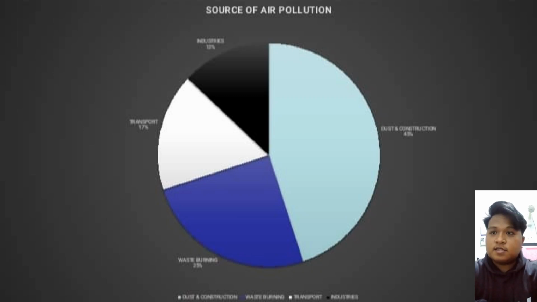Today, I would like to present about the data I found on Google. So the first one is the pie chart. This chart shows us the source of air pollution.